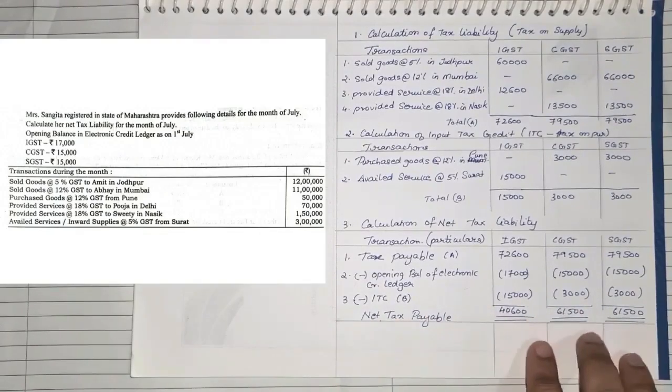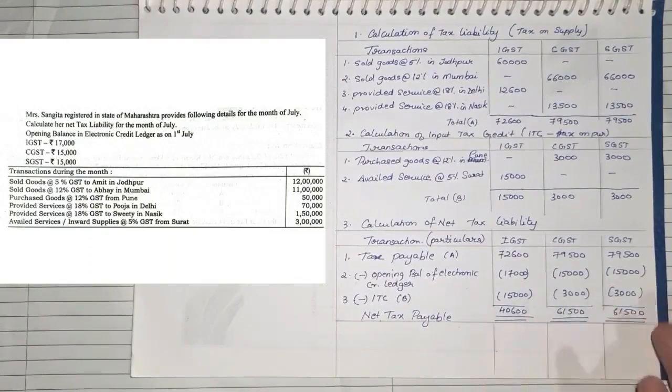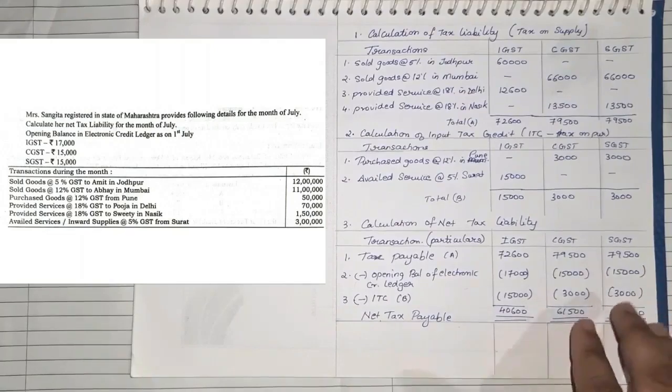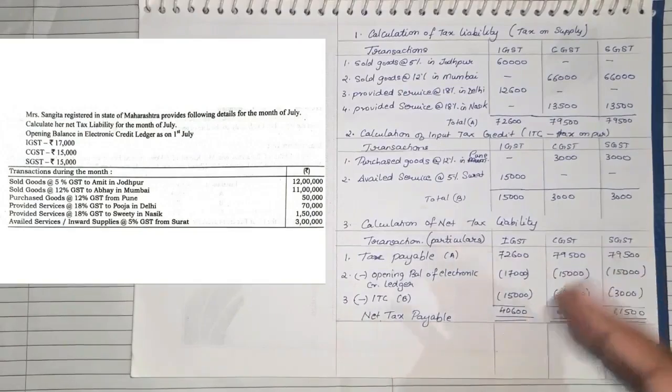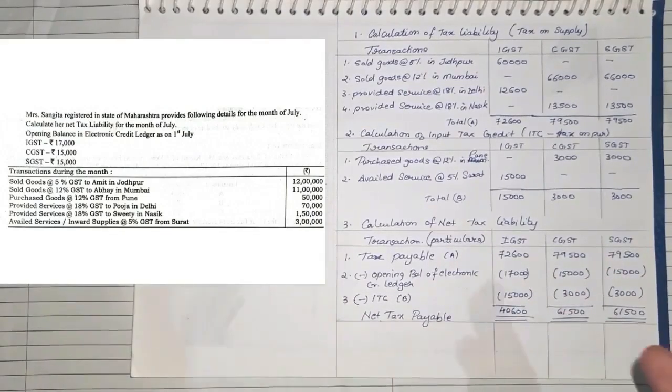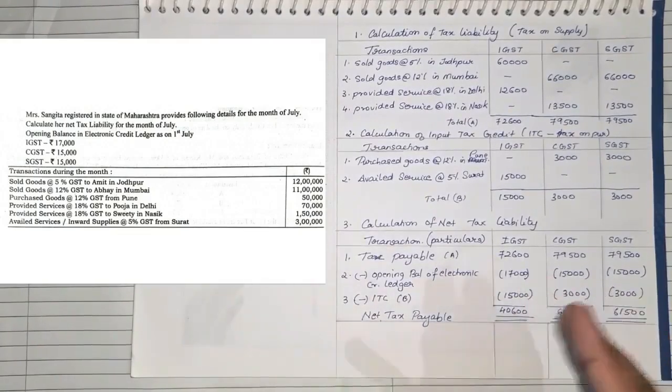If among the 3, something becomes negative, for example, if CGST is negative or SGST is negative, we can use that negative. It means it is in excess. If anything is in excess, we can use it to set off other values. So we will see that in the next sum.